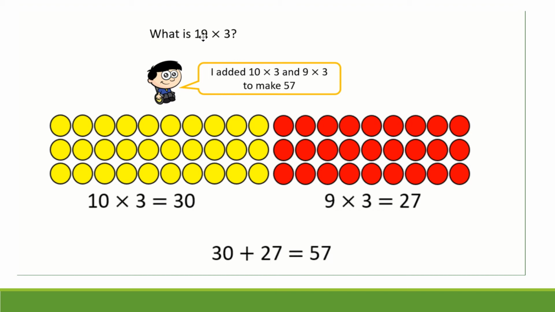Remember, we want 19 lots of 3s, so that's 10 lots of 3s there. Add the 9 lots of 3s there, that is 19 altogether. So 30 add 27, and the answer makes 57. Can you all see that? That was a really good method.